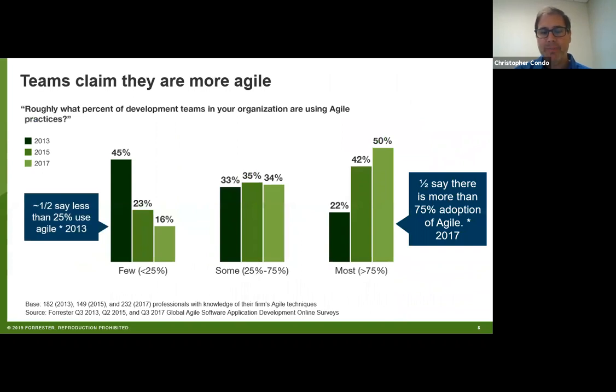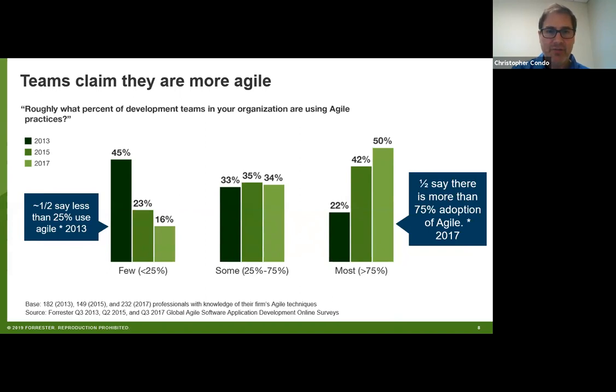So let's talk about being agile, because that's all about the teamwork. That's all about being adaptive. Half of the companies that we've interviewed say that most of their organization, greater than 75%, has adopted agile. Now, this is from 2017. We need to get some more recent data, and hopefully this number's gone up. But that is a nice big shift from before, where less than half would say that they're using agile.